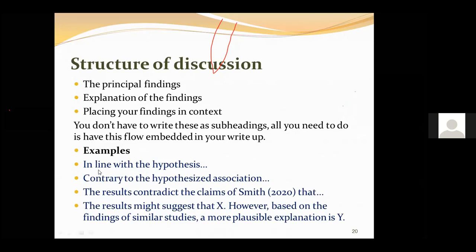Here I'm giving some suggested examples of how you go about your discussion of findings. You can start by saying, in line with hypothesis 1 or research question 1, research objective 1, or contrary to the hypothesized association, ABCD, the results contradict the claims. You should have an academic language as you write your discussion chapter.